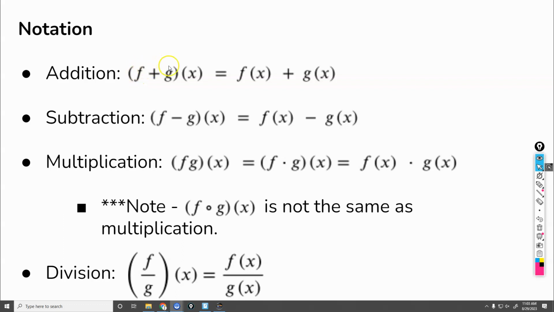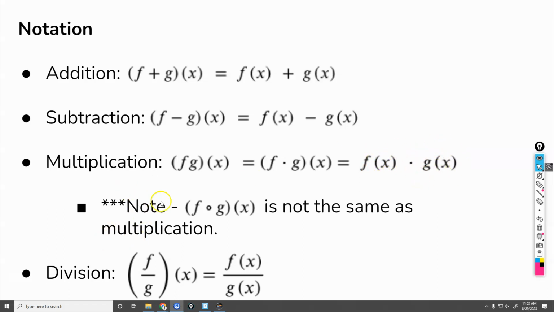If I have f plus g of x, that means we're doing f of x plus g of x. Similarly, if I have a minus there, it means we're doing f of x minus g of x. If I see fg of x, or sometimes you'll see f times g of x, that means you're taking f of x and multiplying it by g of x.